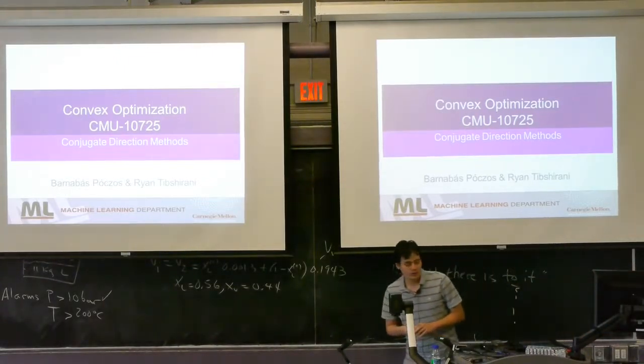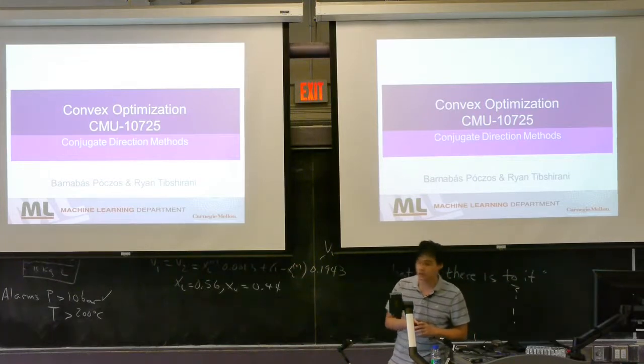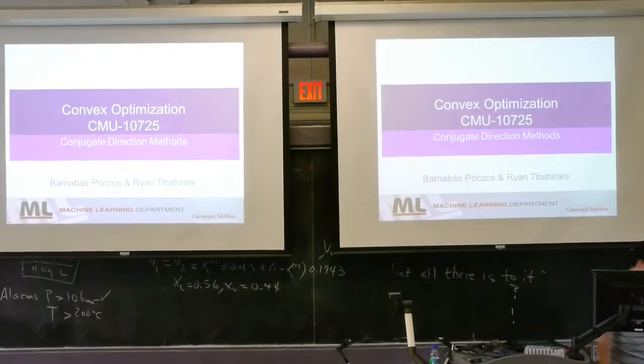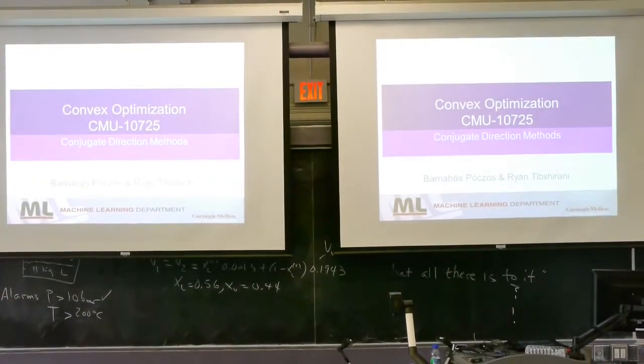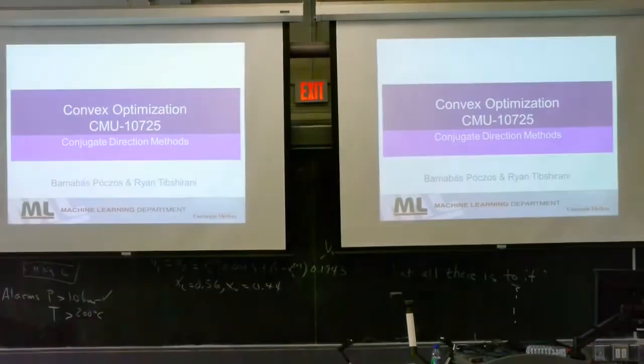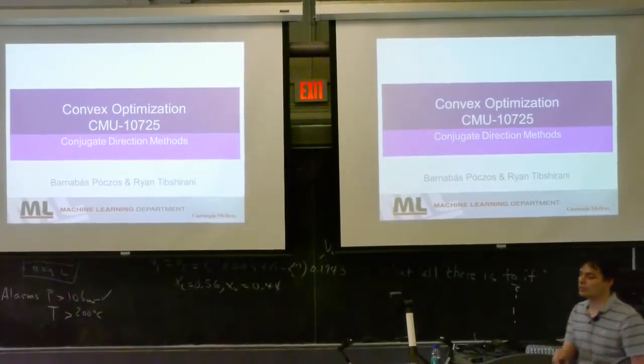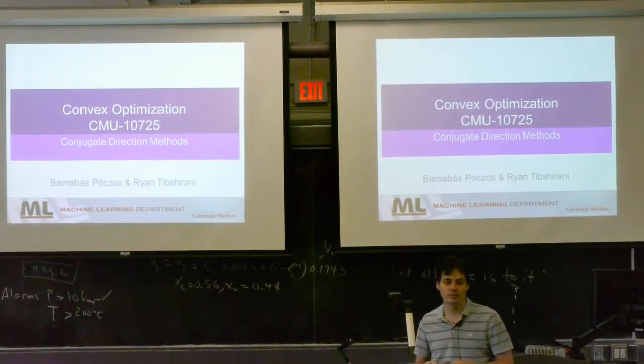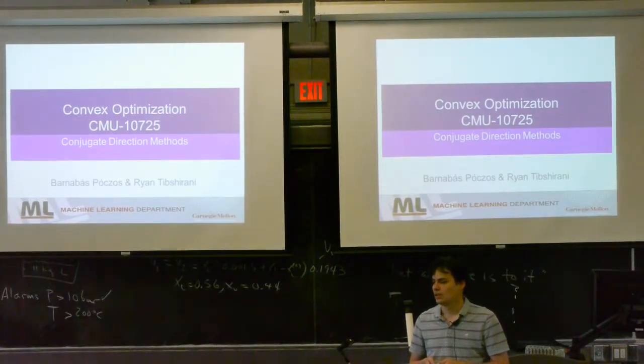So the plan for today is to finish conjugate direction methods, conjugate gradient, and then talk about Quasi-Newton methods. And if we have time, then we will come back a little bit to Newton methods to discuss its convergence rate with a bit more detail. If we don't have time, then you will do that during recitations.